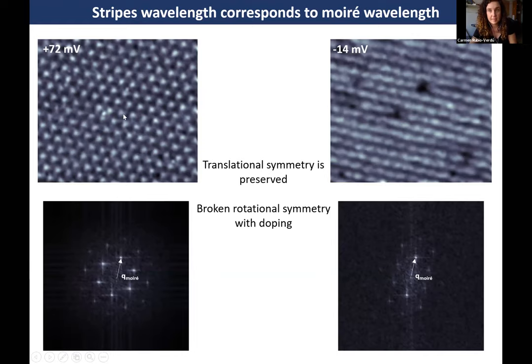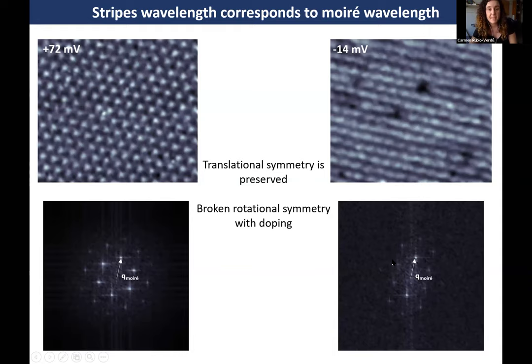So basically we just see the moiré. And this is the Fourier transformation of this map. And you can see the three Bragg peaks that correspond to the moiré wavelength. Now, when we look at the same region, but now at the energy of the flat band, we observe these stripes that I was showing you before in a smaller region. And two of the Bragg peaks in the Fourier transformation of this map have vanished. And only one survives, that is the one that is responsible for these stripes.